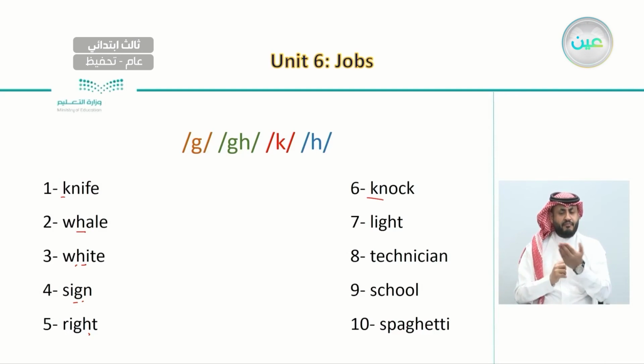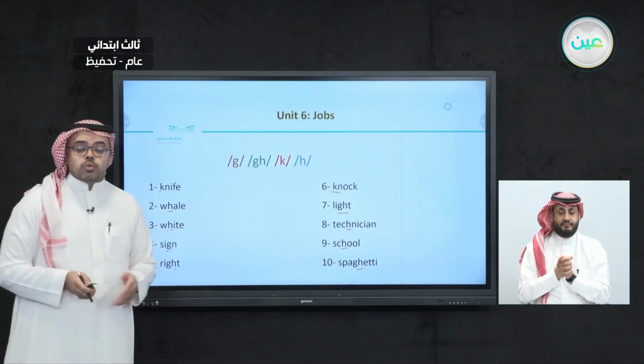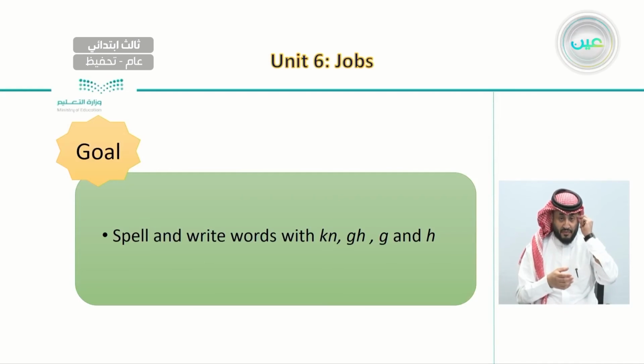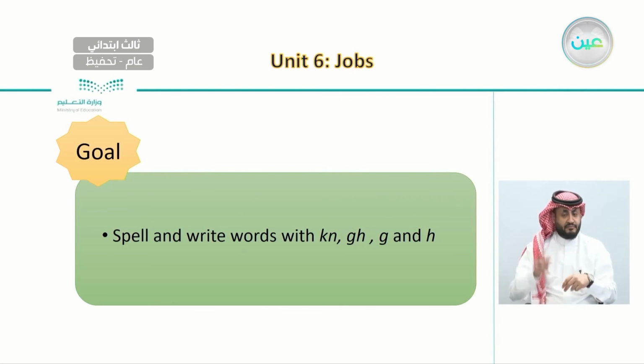And we have number 7, light, where G and H are silent. And number 8, technician, where H is silent. And number 9, school, where also H is silent. And finally, the delicious food, number 10, spaghetti, where H is silent. So here we go. I hope that at the end of this lesson, you are able to spell and write words that ends with or has KN, GH, G, and H.